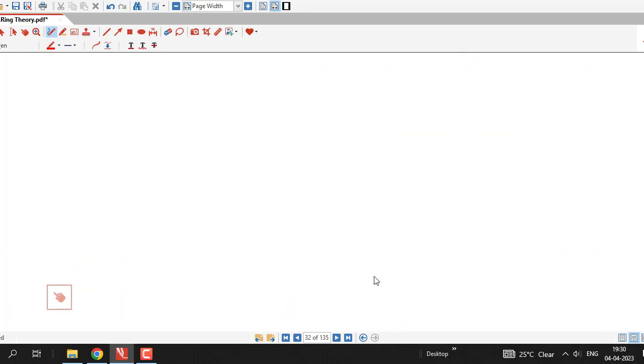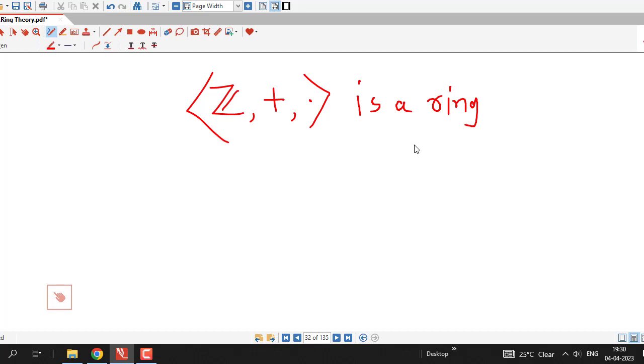So this is the meaning of a field, and we can consider some examples also. We are familiar with the set of integers, and we know that the set of integers with addition and multiplication operation is a ring. Now if we want to check whether this is a field or not, then first we have to check whether there is an identity with respect to multiplication operation in Z or not.